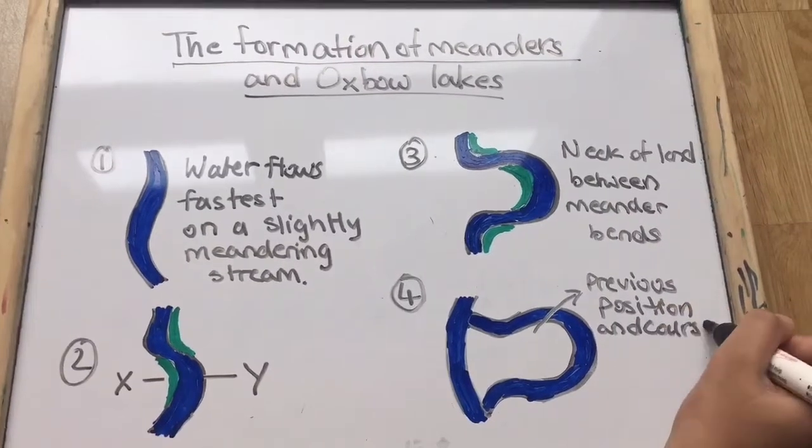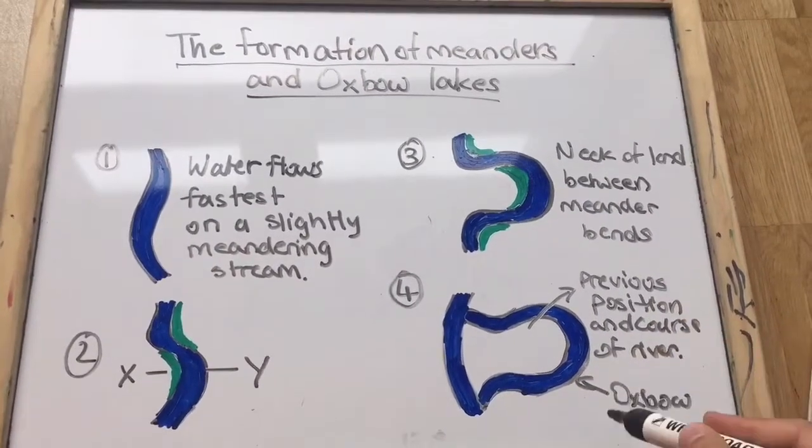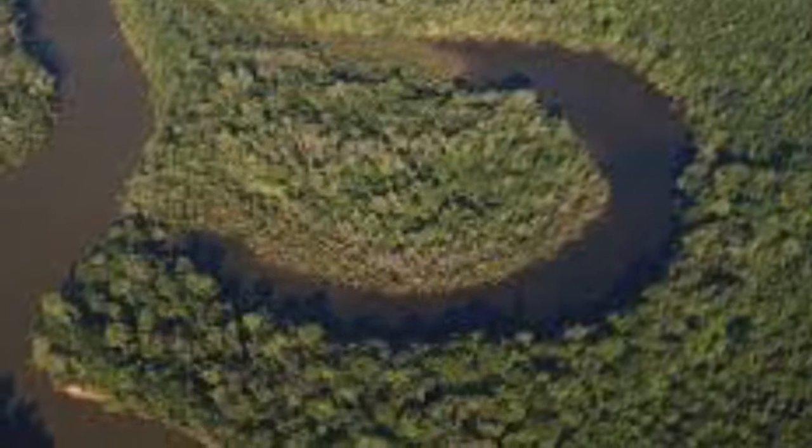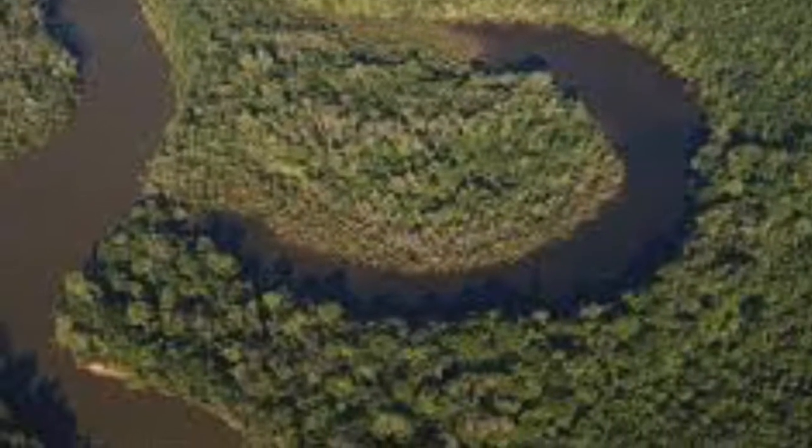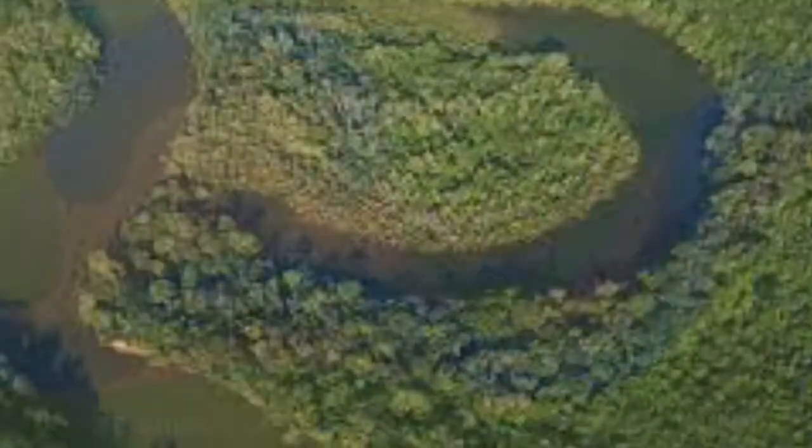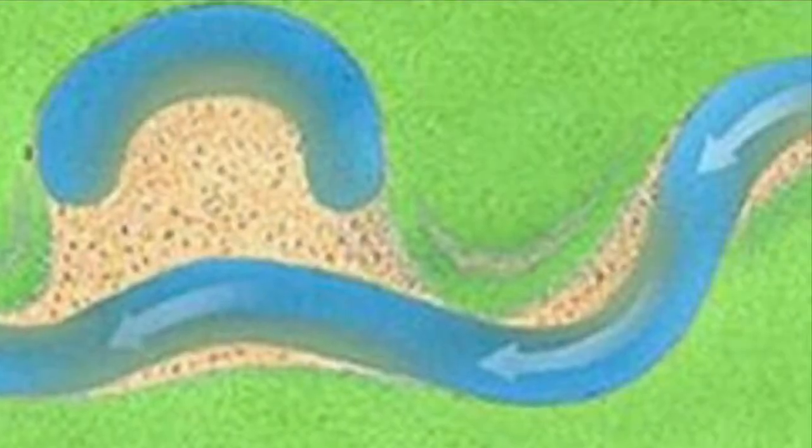An oxbow lake is a result of a meander. After time passes, the curves of the meanders start to join together. The deposit forms a bridge connecting the other side of the bend, and this cuts the water off.